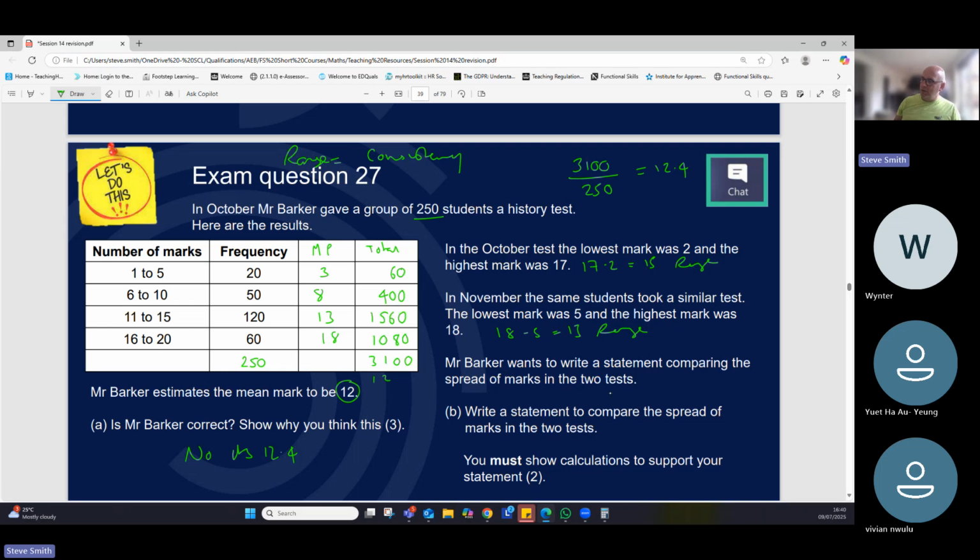Mr. Barker wants to write something about, we've done that. Compare spread. Yeah, we've done that. You write something to compare the spread of two magnitude tests. You must show correlation support. Oh, yeah, we've done that. It's for 2 points. Wow, that's 2 points. I thought we were going to have to work out another average mark for October, as in the average mark that they got, but there's not. That's just an actual question there.